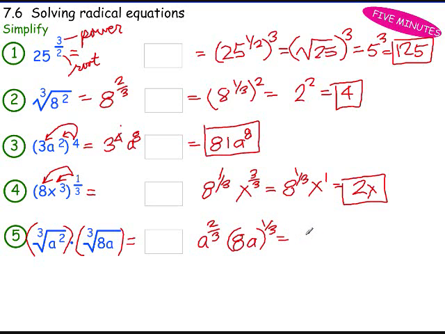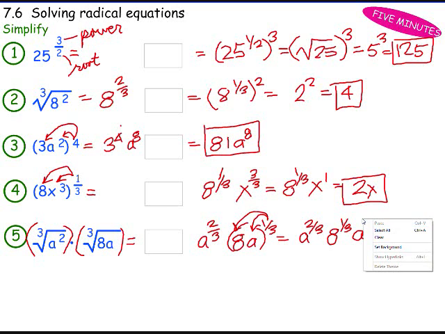I'm going to leave the a alone for a moment. So we've got a to the 2/3. And then we're going to take this 1/3, we're going to distribute it to the 8 and to the a. So I'm going to end up with 8 to the 1/3. And yes, I hear you. I know what that is. We'll just wait a minute before I write it down. And this would be a to the 1/3.